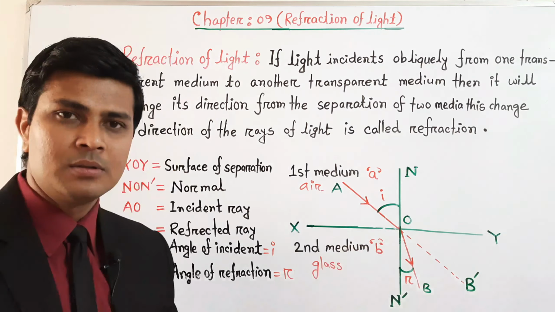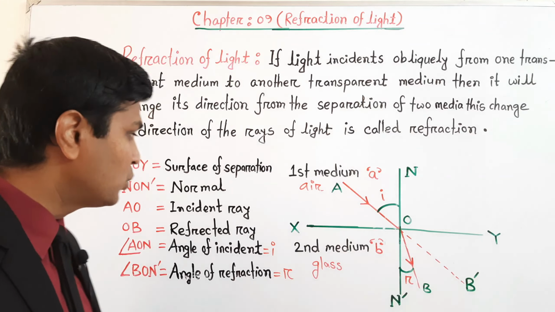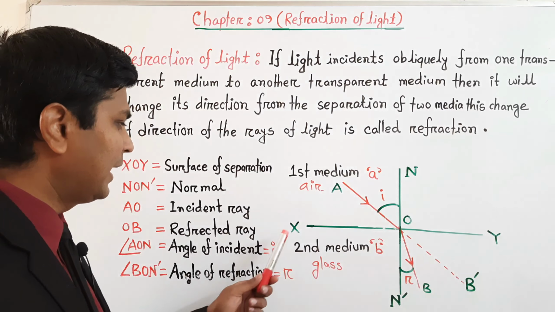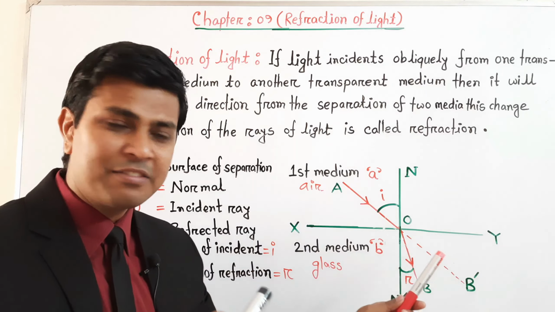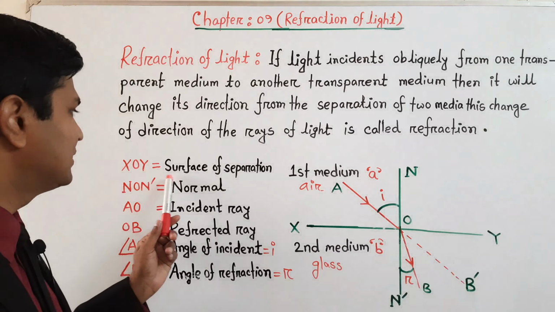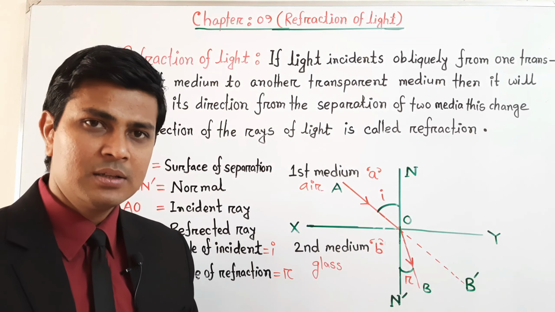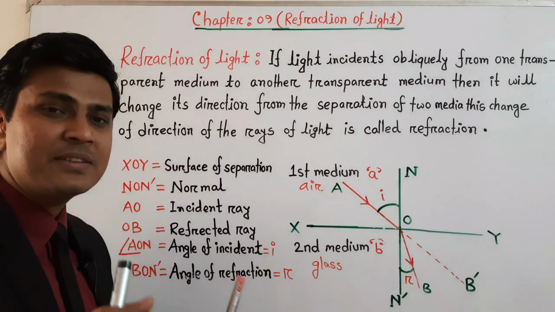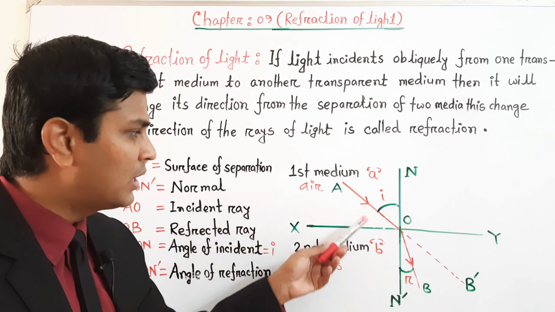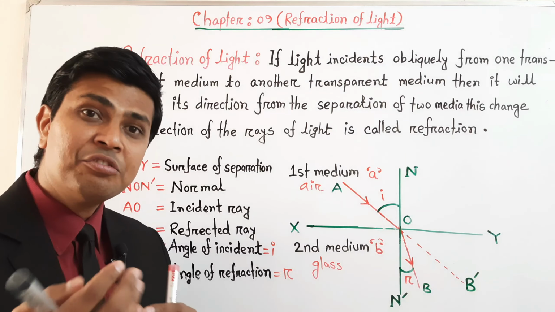Hope you have understood. Now I will explain all the terms related to the figure, and it will help you to solve mathematical problems. In the diagram you can see XX prime is the surface of separation between the two media, air and glass. And NN prime is the normal. Here AO is the incident ray. Look, this is the incident ray. This direction is downward, so we can say AO is the incident ray and OB is the refracted ray.